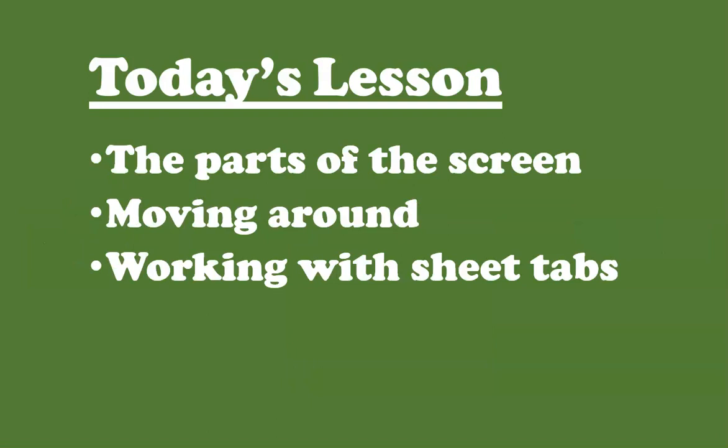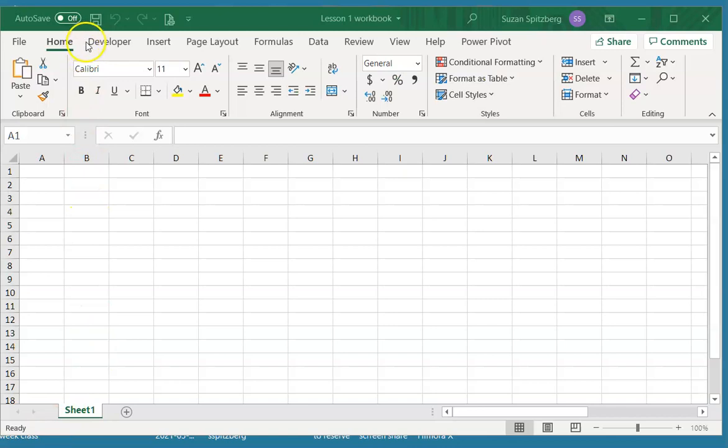Today we're going to talk about the parts of the screen, how to move around in your worksheet, and how to work with sheet tabs. So here we have a blank Excel sheet that I have already named Lesson 1 Workbook. If you start a sheet, before you name it, it's going to be called New MS Excel Worksheet up in this spot. In earlier versions, it might be called something else. I am using Excel 365, and for just about everything that I'm going to be doing in these demos, it will work even if you have an earlier version.